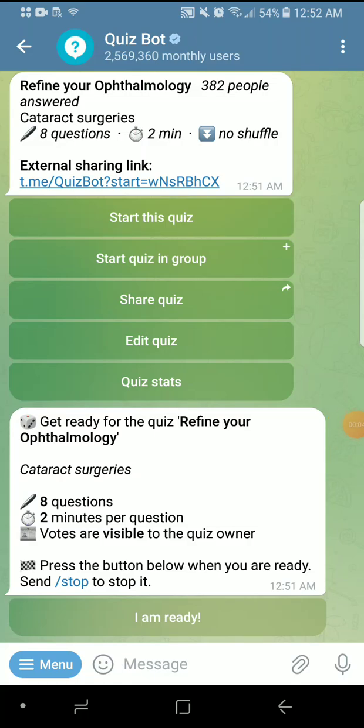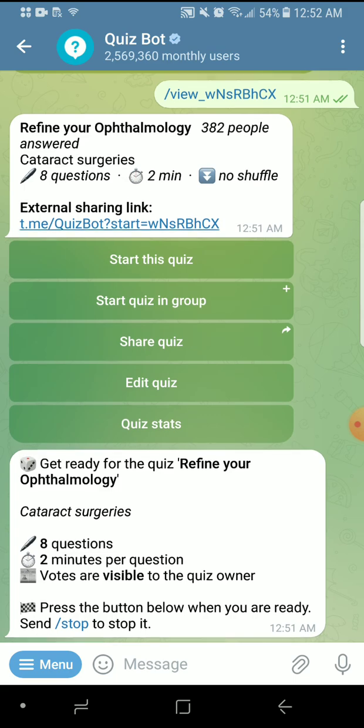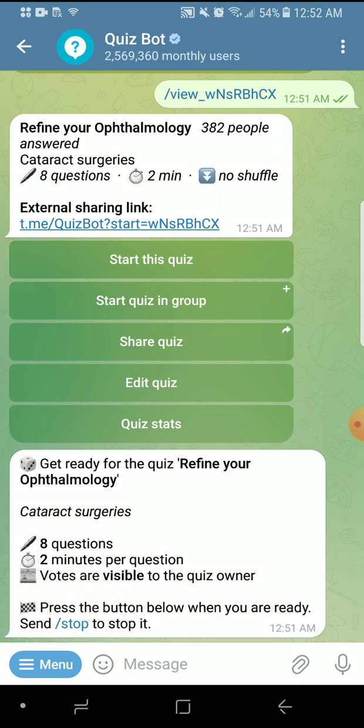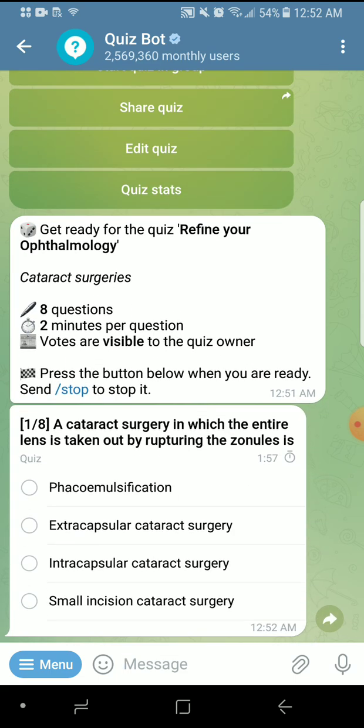So let us see the explanations of the quiz which was on cataract surgeries. The first question is regarding a cataract surgery in which the entire lens is taken out by rupturing the zonules. So the only option in which this is possible is, as the name suggests, along with the capsule the lens is taken out by rupturing the zonules. It will be ICCE, intracapsular.